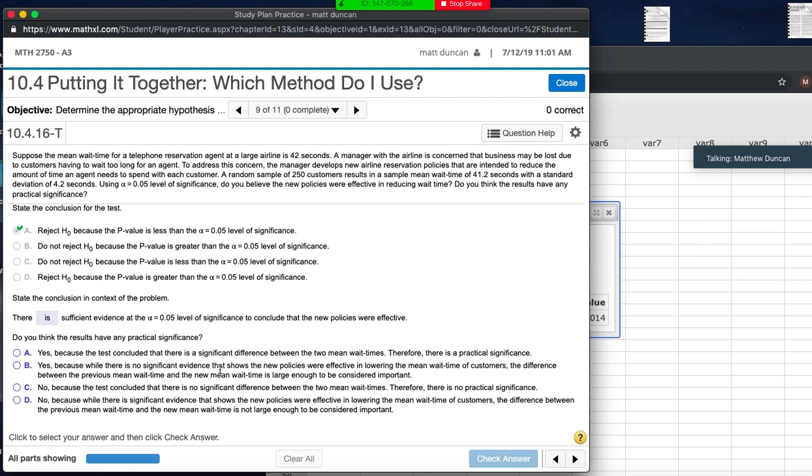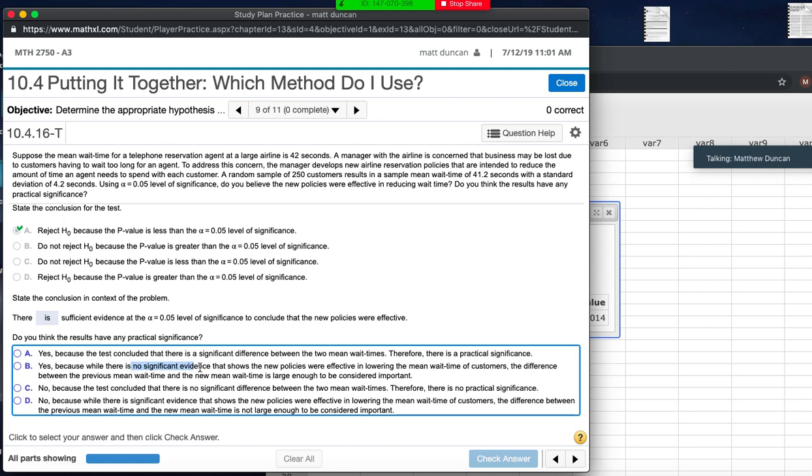So this may be what your question was: what's the practical significance? Do you think the results have any practical significance? Let's see. Yes, because... okay, so that can't be right, because it says no significant evidence, so that's out. This one's out because it says no significant evidence. So let's see. No, because while there is significant evidence that shows the new policy is lower, the difference between the previous mean wait time and the new is not large enough to be considered important.